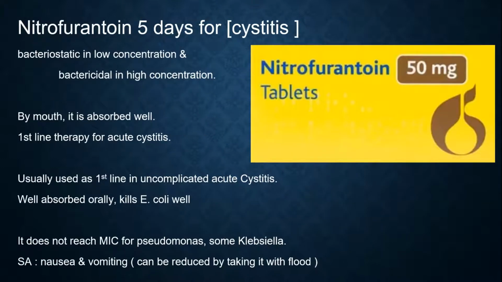So nitrofurantoin for 5 days for cystitis because it is bacteriostatic in low concentration and bactericidal in high concentration. It is absorbed well by mouth and is first-line therapy for acute cystitis. Usually used as first-line in uncomplicated acute cystitis, because it kills E. coli well. However, it does not reach MIC for Pseudomonas or some Klebsiella. Side effects are nausea and vomiting, which can be reduced when it is taken with food.